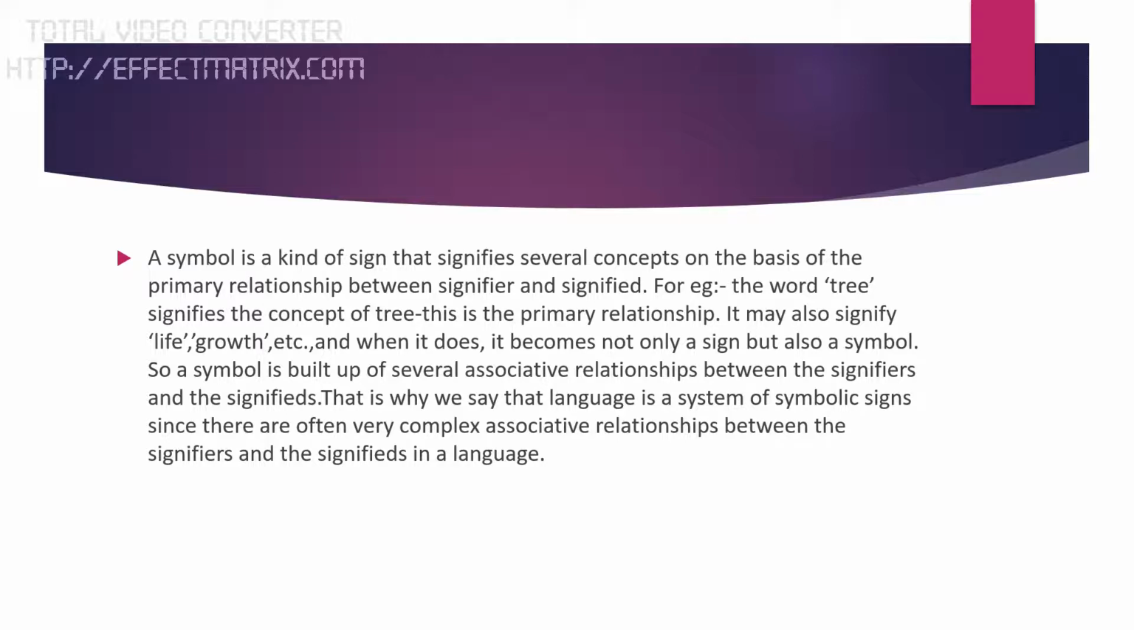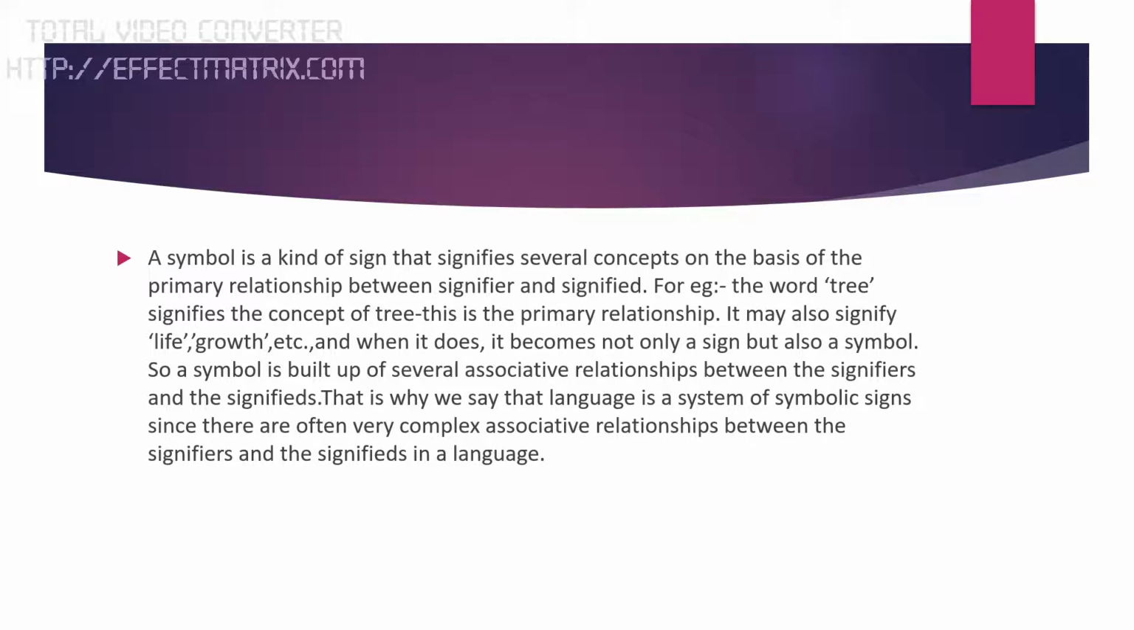Then what do you mean by symbol? Or how can we define, or what is the difference between the symbol and sign? A symbol is a kind of sign that signifies several concepts on the basis of the primary relationship between signifier and signified. That is, the word tree signifies the concept of tree. This is the primary relationship. It may also signify life, growth, greenery, vegetation, etc. And when it does, it becomes not only a sign but also a symbol.